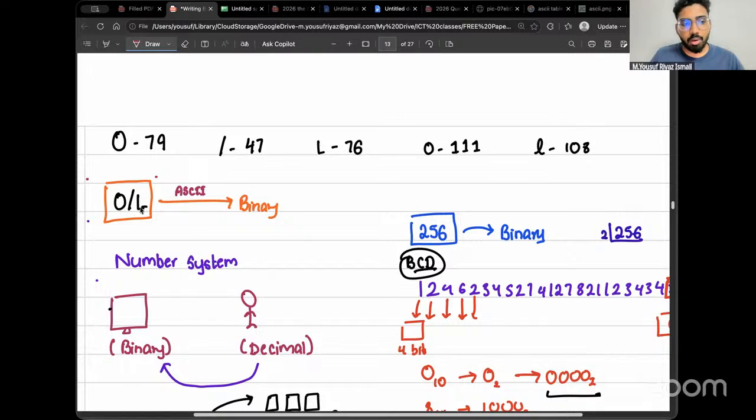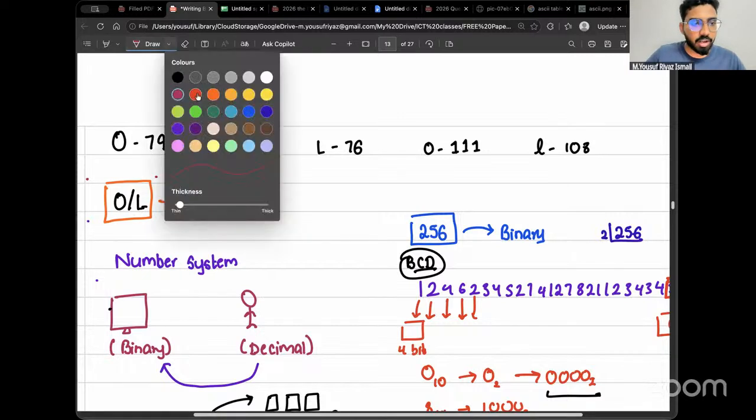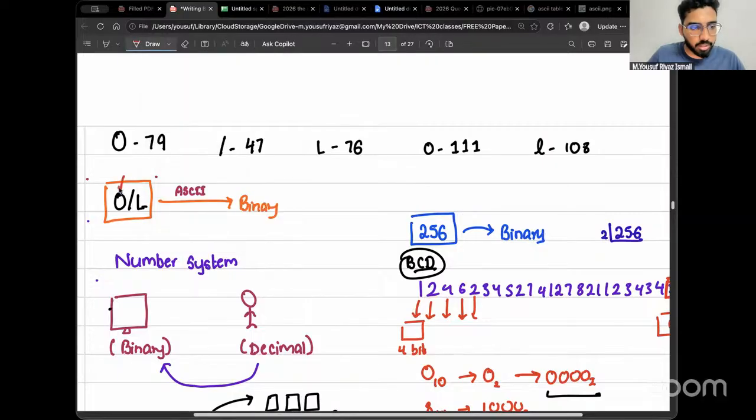Now, if you look at the word O level, it's capital O, capital L. Because it's capital O, capital L, first tell me, what do you think the value of O is going to be? Is it 79 or 111? What should I take the value of O as? Perfect, 79. And this slash is also a character. What is the value of this symbol called slash? Perfect, 47. And what is the value of this letter L?